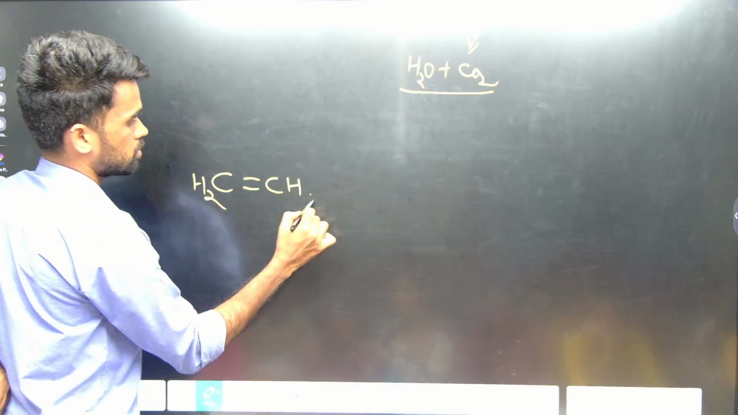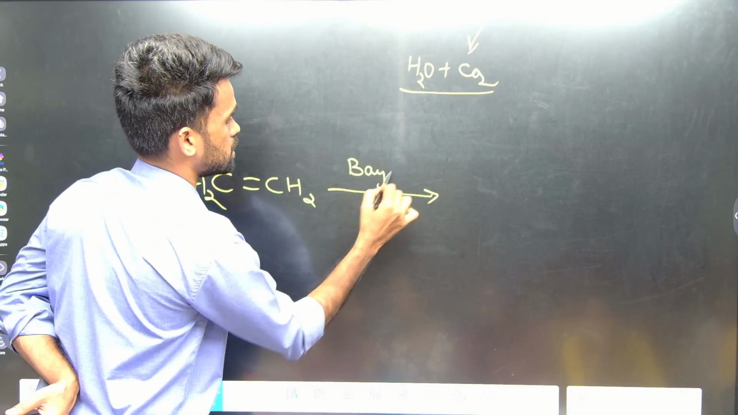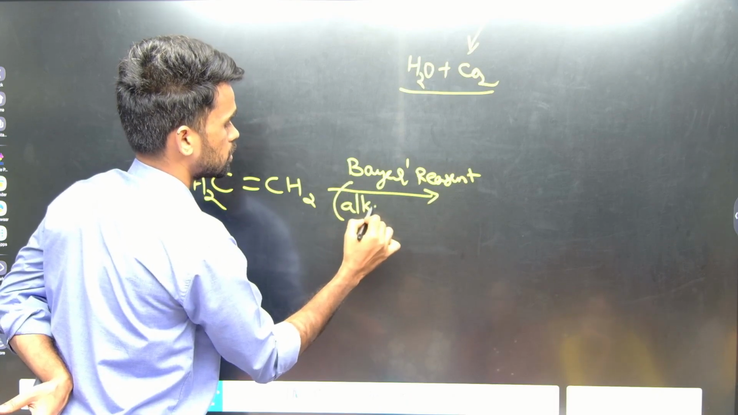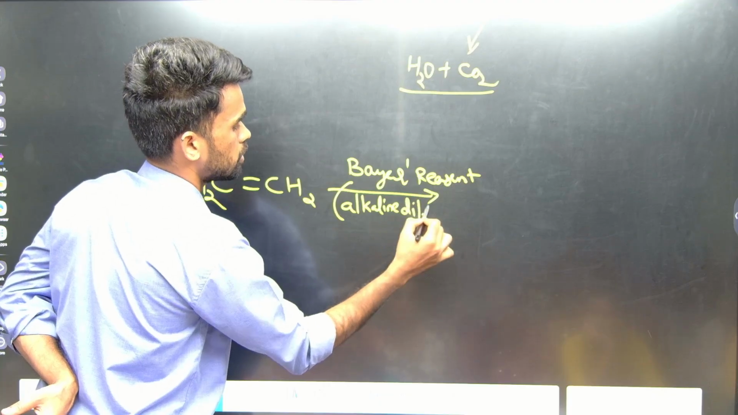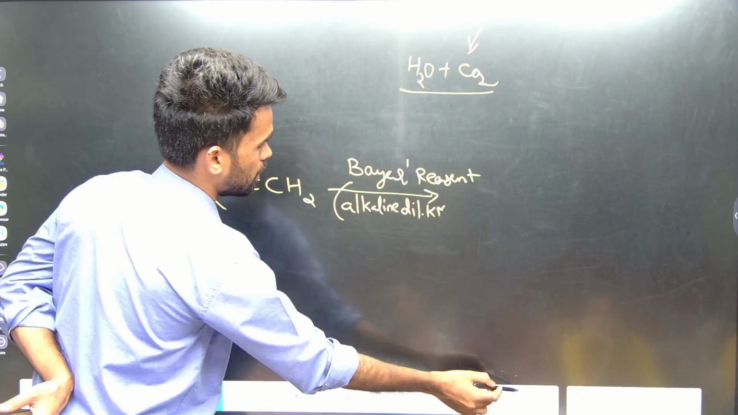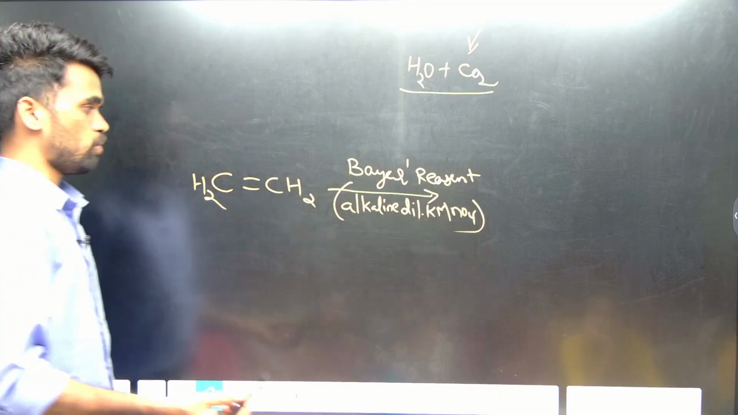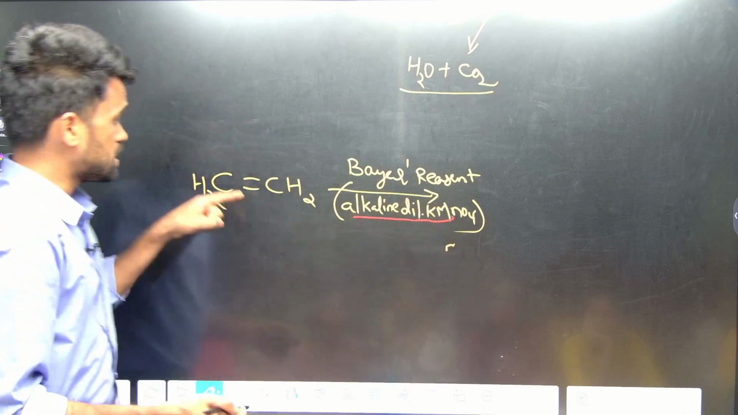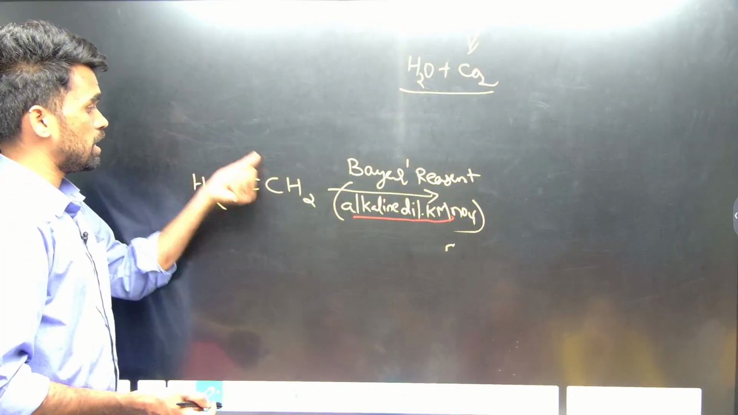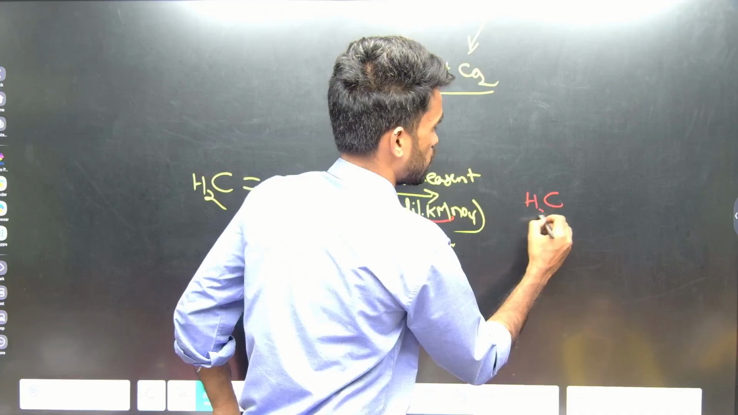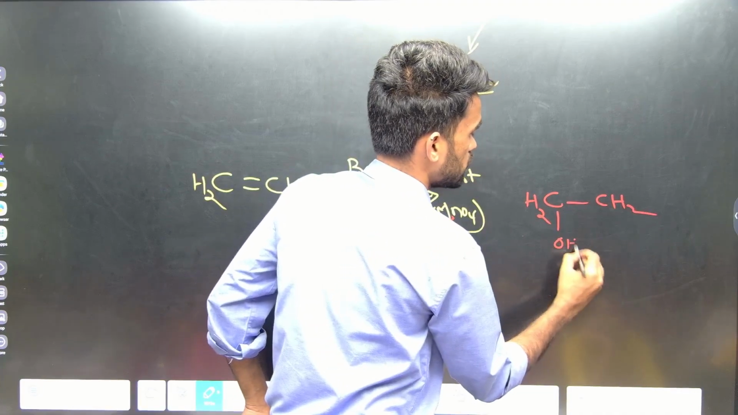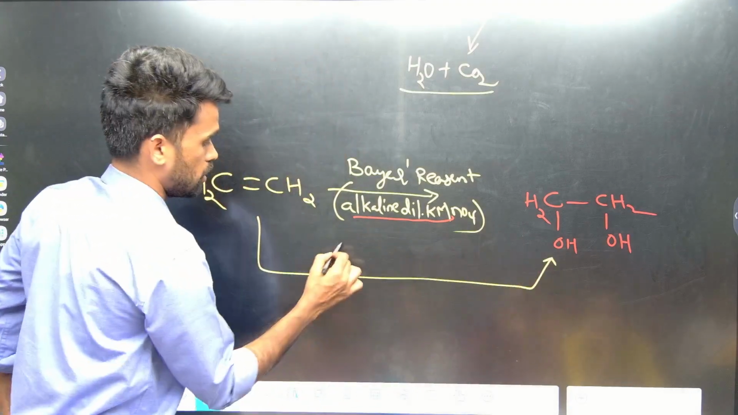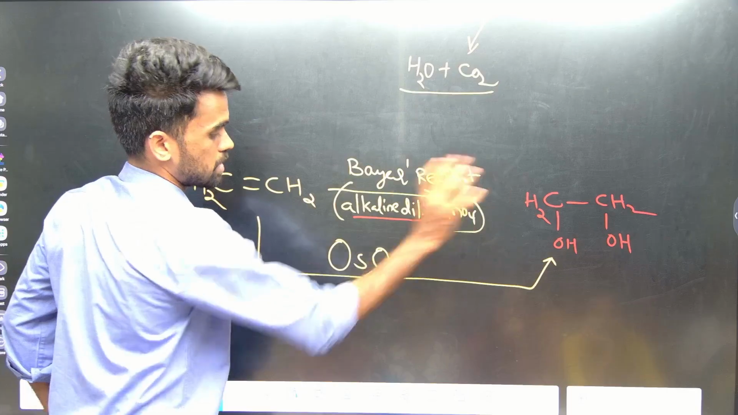There is something called Baeyer's reagent. What is Baeyer's reagent? Alkaline dilute KMnO4. Whenever you see Baeyer's reagent or dilute KMnO4, just remove the double bond and insert one OH here, one OH here. So what is the final product? OH, OH. The same product will also be formed with osmium tetroxide. Both will give this kind of product only.